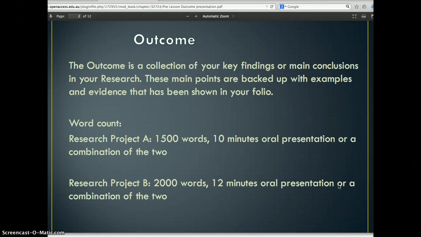If you're doing research project A, your word count is 1500 words, or a 10-minute oral presentation, or a combination of the two. If you're doing research project B, your word count is 2000 words, or a 12-minute oral presentation, or a combination of the two.